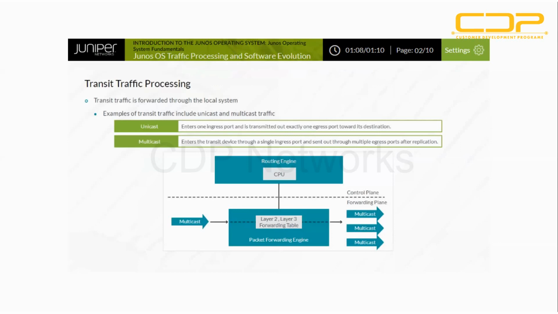If you divide, or if you see our traffic pattern in our internet or in our network, traffic will be of two types. One type is transit traffic and another one is exception traffic. So what is the meaning of transit traffic? Transit traffic means traffic is just coming into your router and forwarding to an outgoing interface towards the destination. This is called transit traffic.